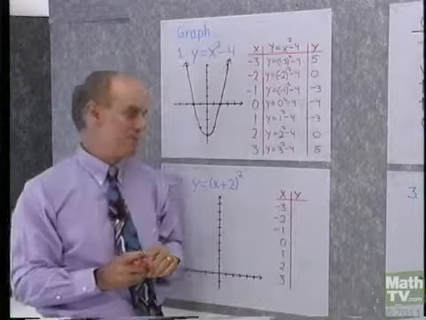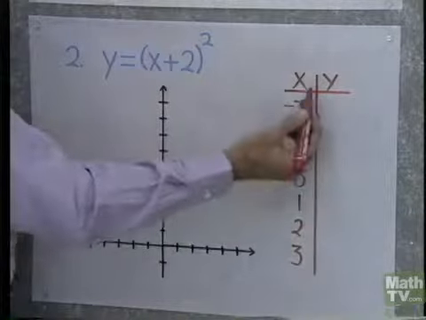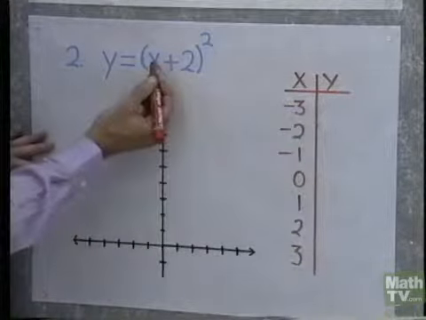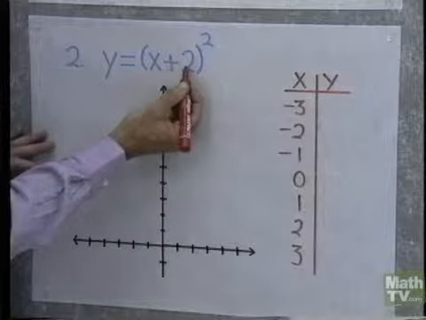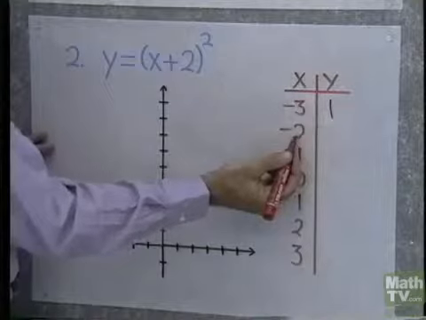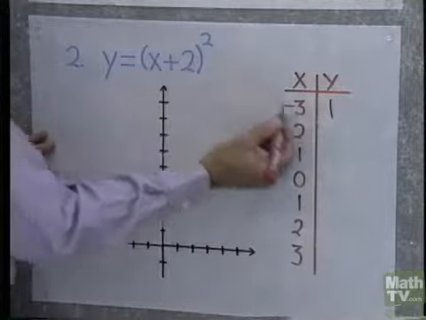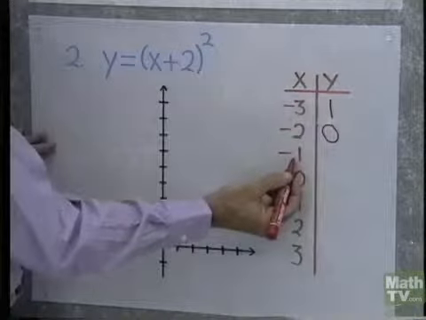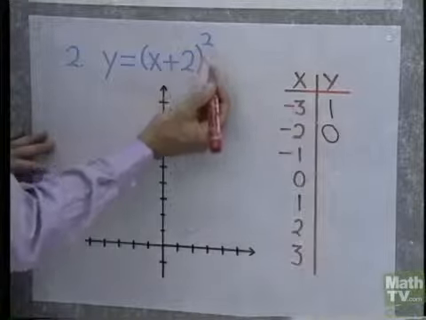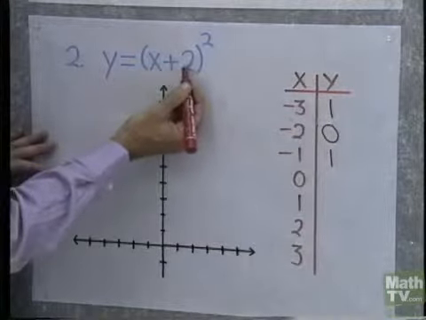Let's graph our next one. Y equals x plus 2 quantity squared. Here's an abbreviated table I'm going to use. I'll substitute in -3 for x. -3 plus 2 is -1. Quantity squared is 1. I'll substitute in -2 for x. -2 plus 2 is 0. Squared is still 0. Substitute in -1. -1 plus 2 is 1. Squared is 1. Put in 0. 0 plus 2 is 2. Squared is 4.